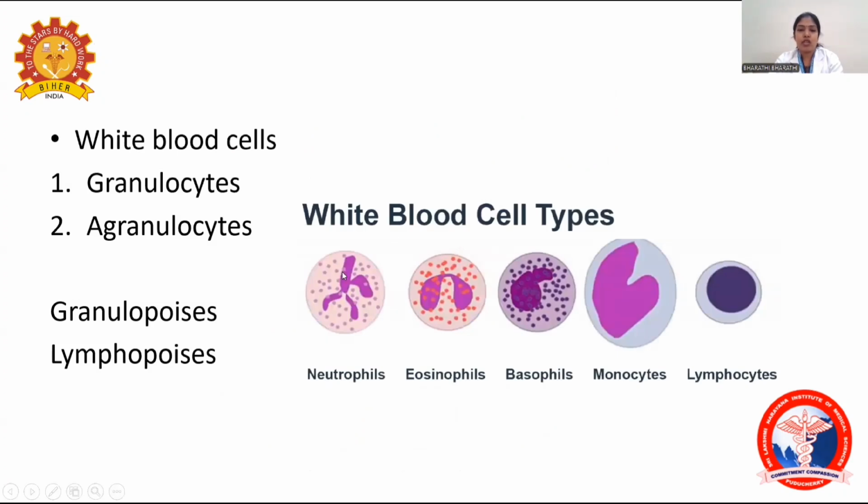Can you see the morphology of neutrophil, eosinophil and basophil? Neutrophils have lilac colored granules in their cytoplasm. Eosinophils have reddish orange colored granules and basophils have dark blue colored granules all over the cytoplasm. And this is a monocyte and lymphocytes, which do not have granules in the cytoplasm. So first you should know the difference between granulocytes and agranulocytes.